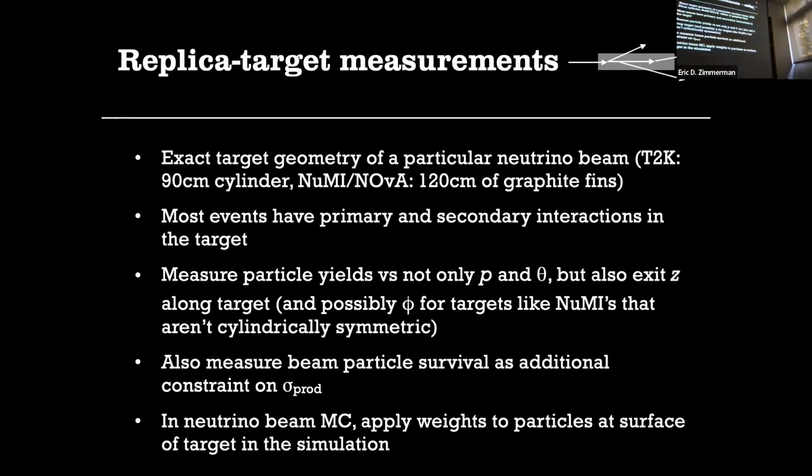Well, replica target measurements. As I said, this is using the exact target geometry of a particular neutrino beam. Most events do have primary and secondary interactions in the target. So we measure the yields versus not only P and theta, but also the Z position along the target, and possibly for targets like NuMI's that aren't cylindrically symmetric, the azimuthal angle as well. And we measure the beam particle survival as an additional constraint on the production cross-section. I already mentioned that we use this to apply weights at the surface of the target in the neutrino beam simulations.